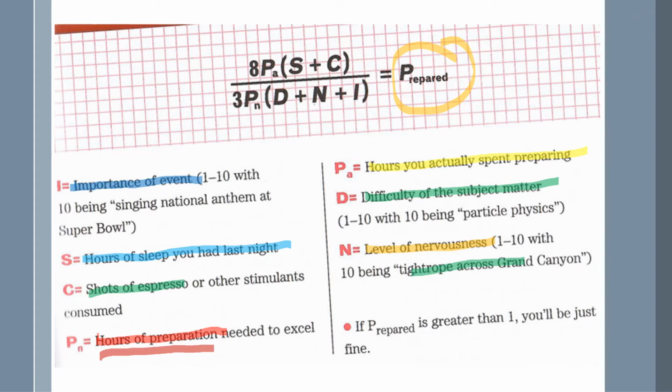So if P, prepared, is greater than 1, I'll be just fine for my test. If all your calculations come out over just 1, the integer 1, guess what? You're good for your test. I'll let you try this out for yourself to see how you prepare for another quiz or something like that, dealing with polynomials, factoring in particular.